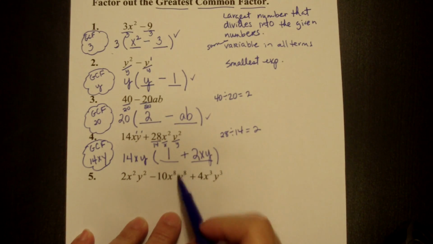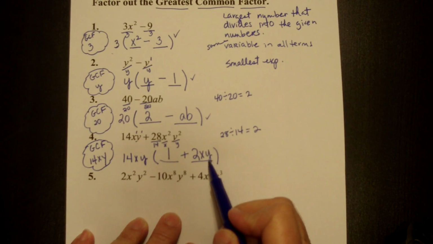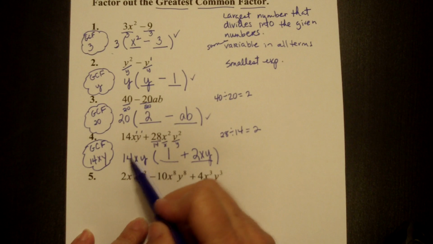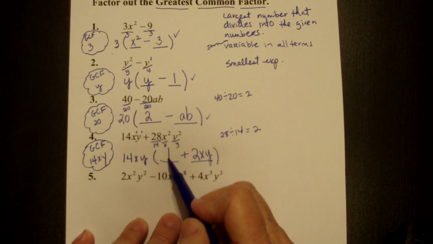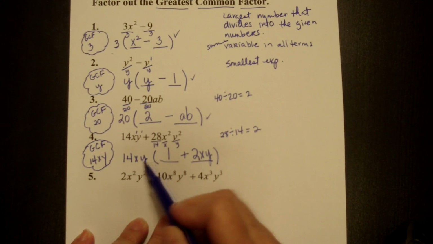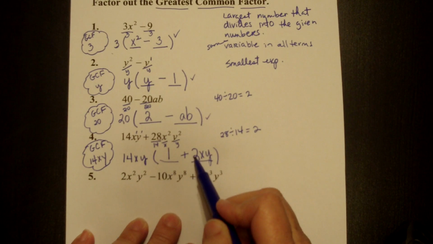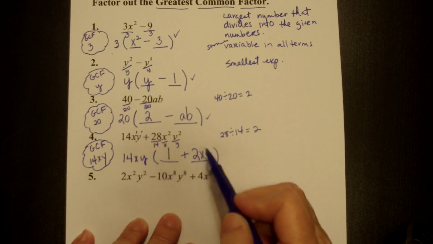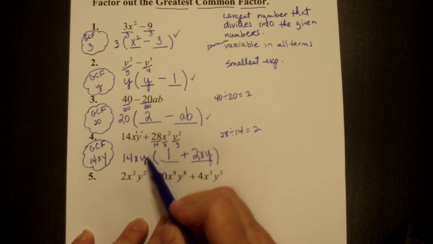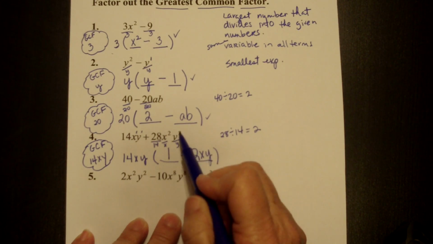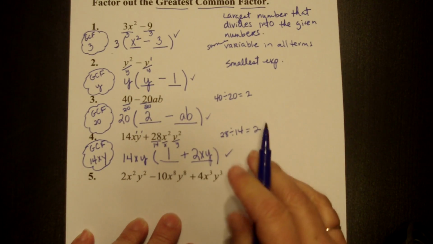Okay, is there anything common? Nope, there's nothing common. Let's multiply. 14xy times 1 is 14xy. 14 times 2 is 28. X times x is x squared. Y times y is y squared. So I know I'm correct.